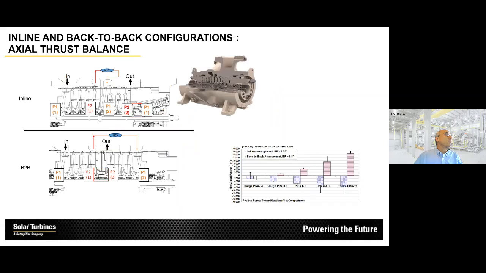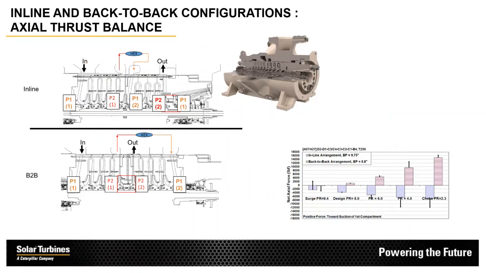So if I compare an inline compressor, you see here that the impellers in the first section and in the second section all point in the same direction. So the flow through the impeller is from here to here, whereas on a back-to-back machine, the flow in the first section of the impellers is from here to here. In the second section, it is essentially just the opposite direction. And so the theory is that this design doesn't need a balance piston because the axial forces of the impellers are balanced. And that is true for the design point, but it's not true for the off-design points.